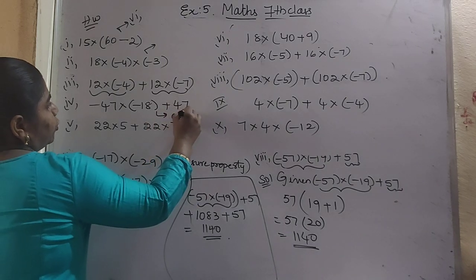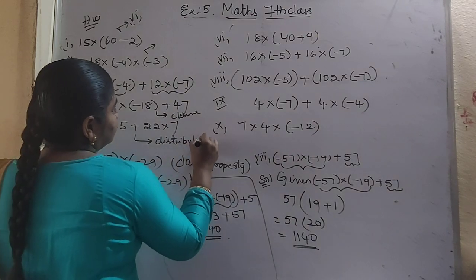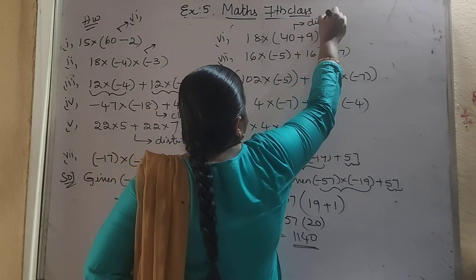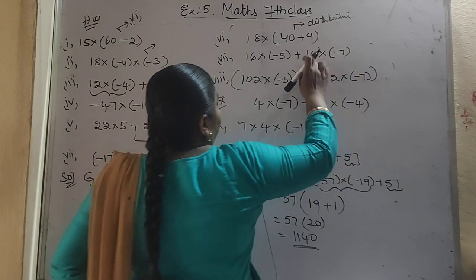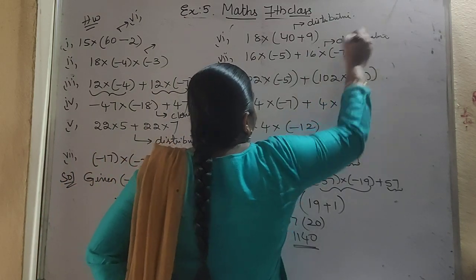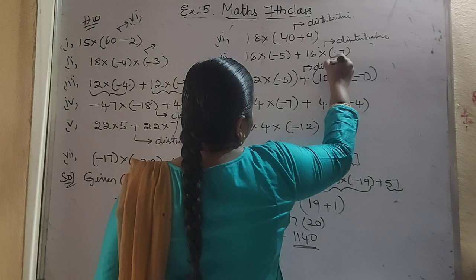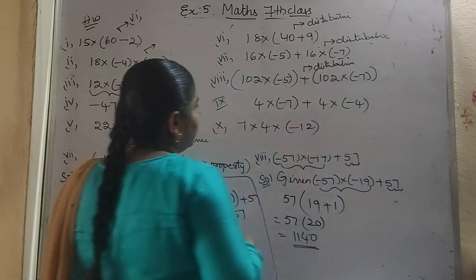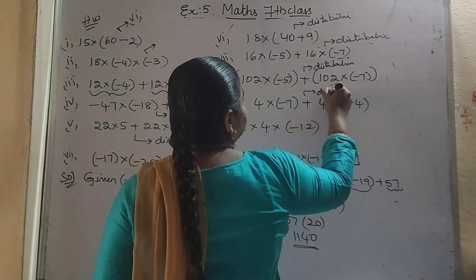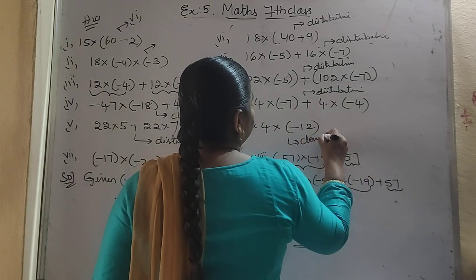This is by using the closure property, and this is also the distributive property, and this is also the distributive property, and this is also the distributive property. The last one, this eighth one, is also in the form of the distributive property, and this ninth one is also in the form of the distributive property, and for this 10th one you can directly apply the closure property.